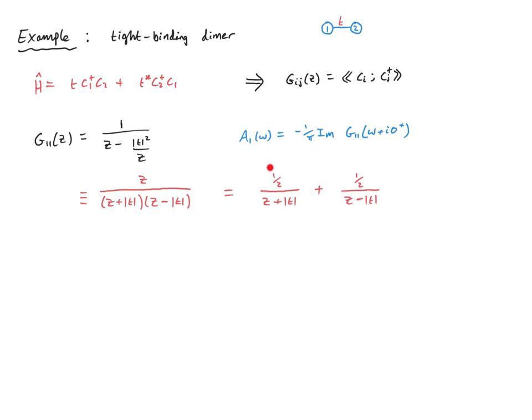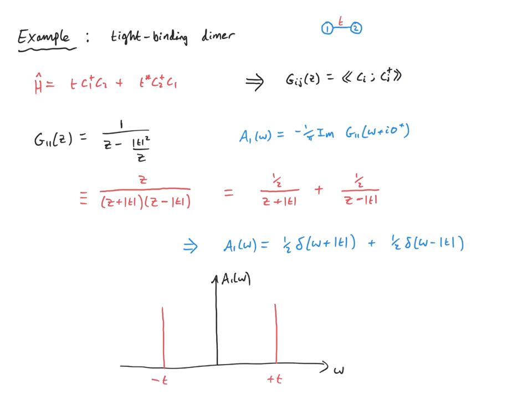We see that we have 1/2 of 1/(z plus t) plus 1/2 of 1/(z minus t). We can therefore write the local spectral function A1 of omega as a half times the delta function of omega plus modulus of t, plus another delta function which also has a weight of 1/2, delta of omega minus t. So we see that the spectral function for orbital 1 of this system involves 2 delta peaks, one at minus t and one at plus t. Both of these delta peaks are of weight 1/2, such that the total integral of the spectral function is equal to 1. The spectrum is of course always properly normalized, and that's a good sanity check that is satisfied in this case.